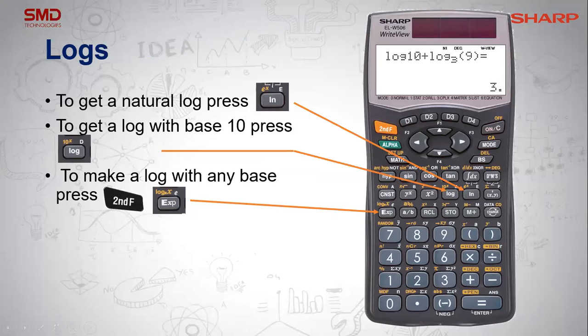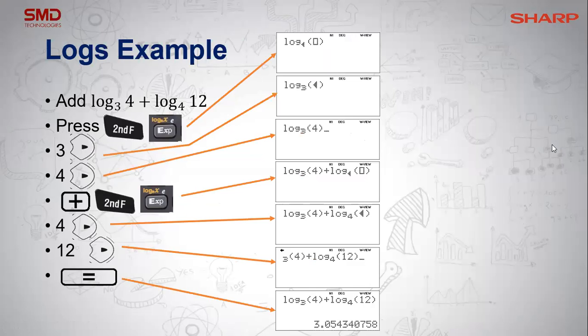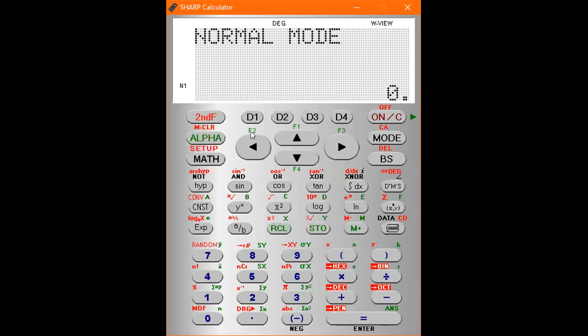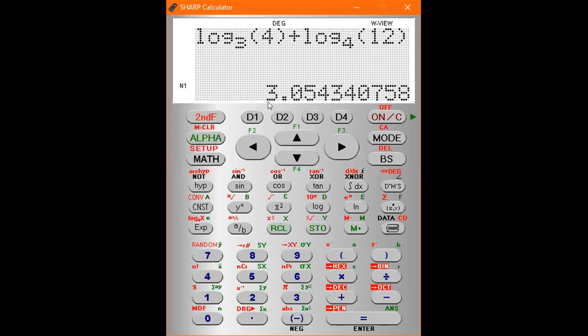Okay, so I'm just going to do a quick example with you on the calculator to show you how that works. So if I had log base 3 to the 4, then I would say second function and my exp button to make my log with the base. Type in my base, press my right arrow key and press 4. To get out of the log, I press my right arrow key again. Then I'm going to say plus, and we'll do another one with a different base. So base 4, and let's make it 12. Okay. And then you don't have to move it out. You can just press equals, but I just want you to see what it looks like, which is why I've done it that way. And then equals, and this will give you your answer here.